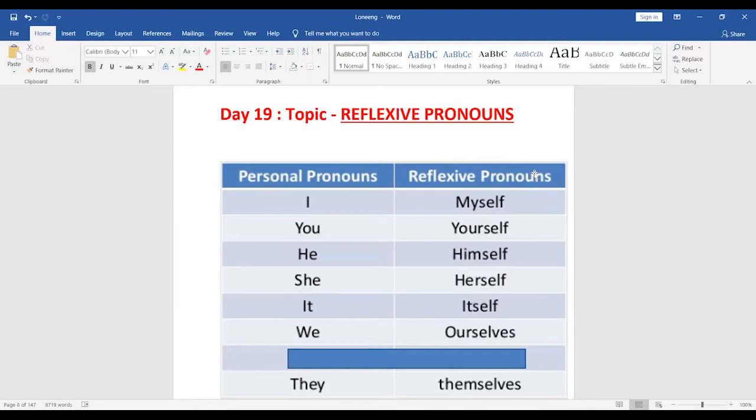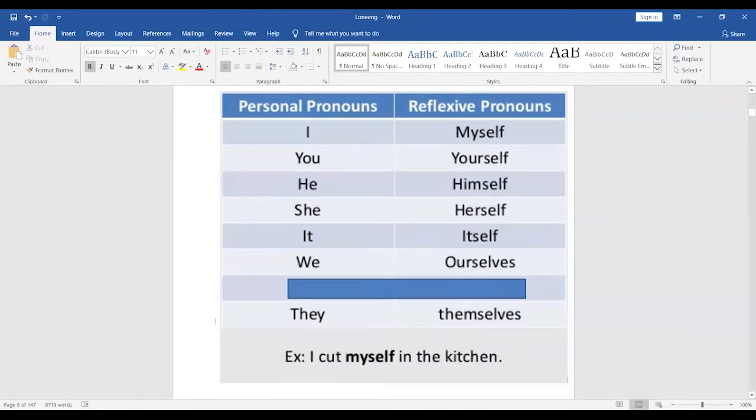Let's get started. The first side here, the personal pronoun, is also called the subject. I, you, he, she, it, we, they are all called personal pronouns. Another synonym is subjects. Now, for this group of words, when you want to show emphasis, you will use the reflexive pronoun, which for I is myself.